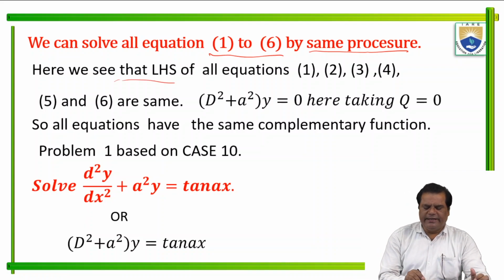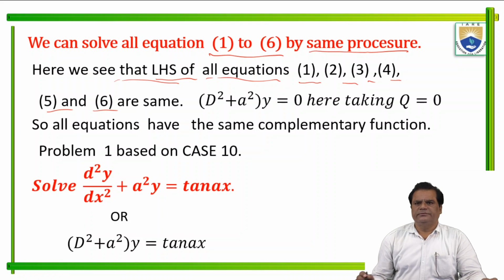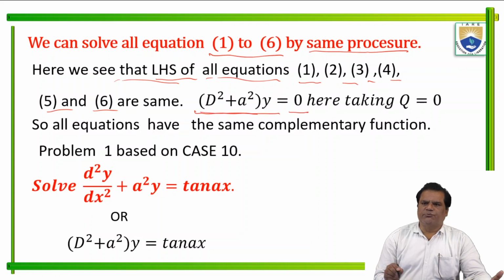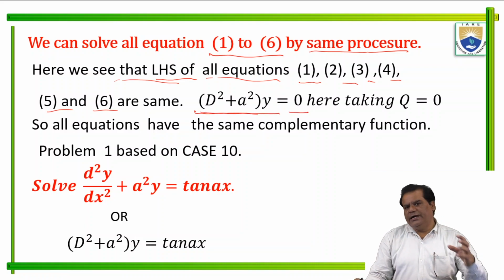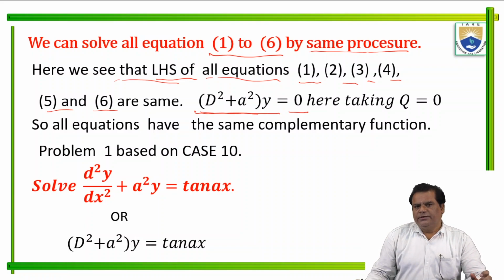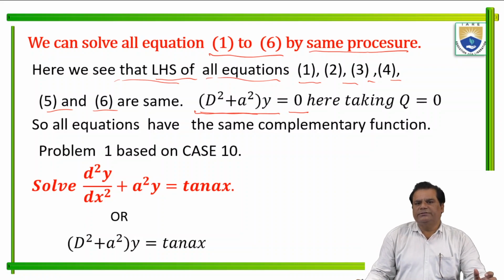Here we see that the left hand side of equations 1, 2, 3, 4, 5 and 6 is the same. What is the left hand side here? D square plus a square y equal to 0. If we put Q equal to 0 in all standard equations, then we find that the left hand side of all equations is the same.